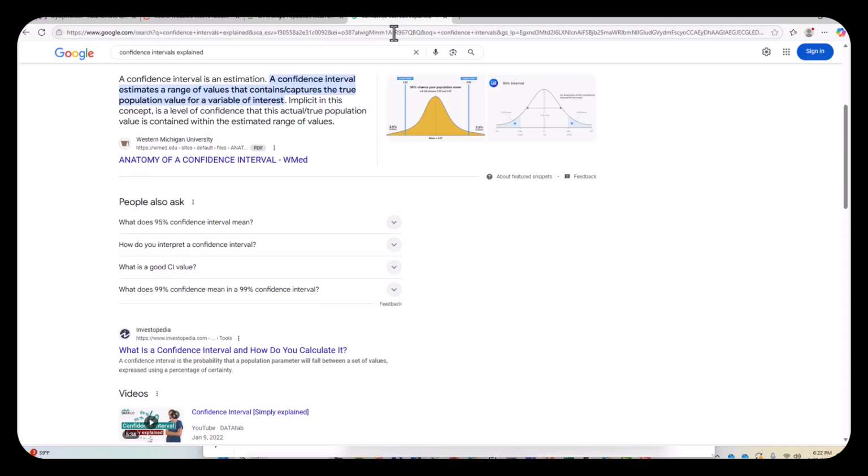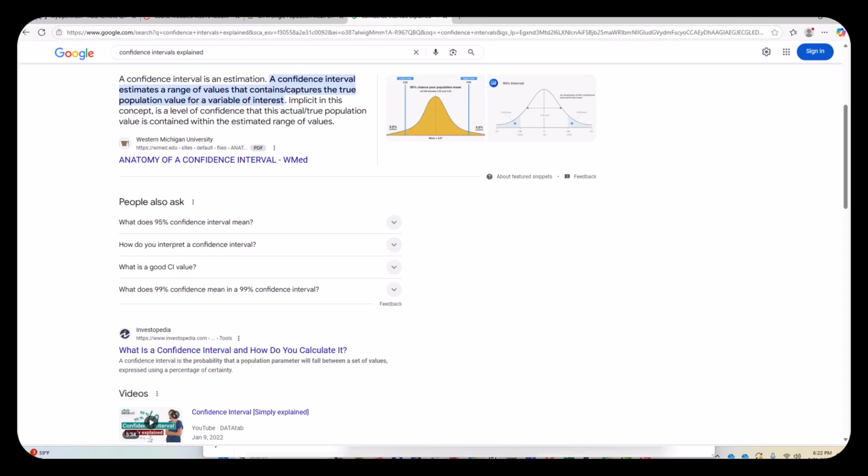It estimates a range that tries to capture the true population value that you're looking for. Because it's not feasible to obviously do a census of every vehicle that rolls off the lot of a certain model. You would just take a sample of that, record their miles per gallon, and construct a confidence interval.